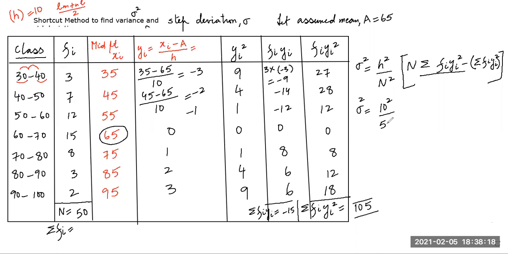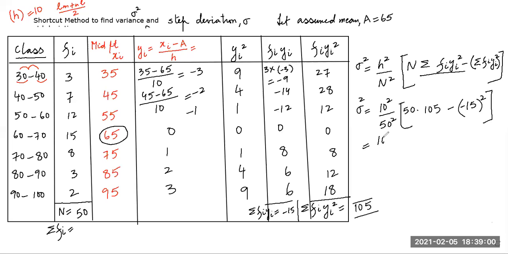So you will write 50 square into, again, n is 50, into summation fi yi square, that is 105, minus summation fi yi whole square. Summation fi yi is minus 15, whole square. Beautiful. So you got this.